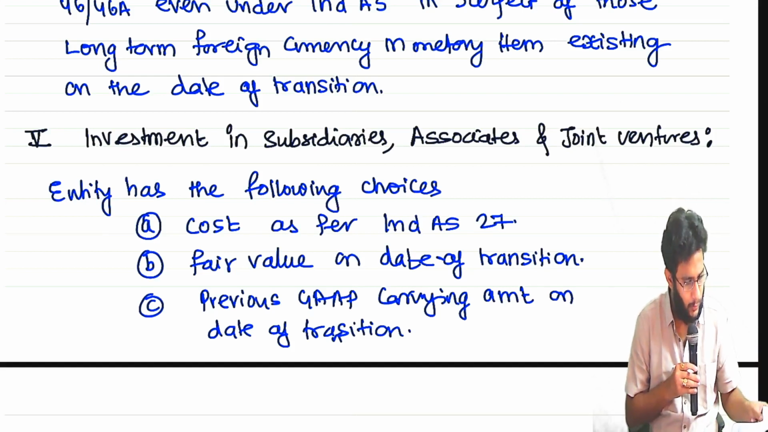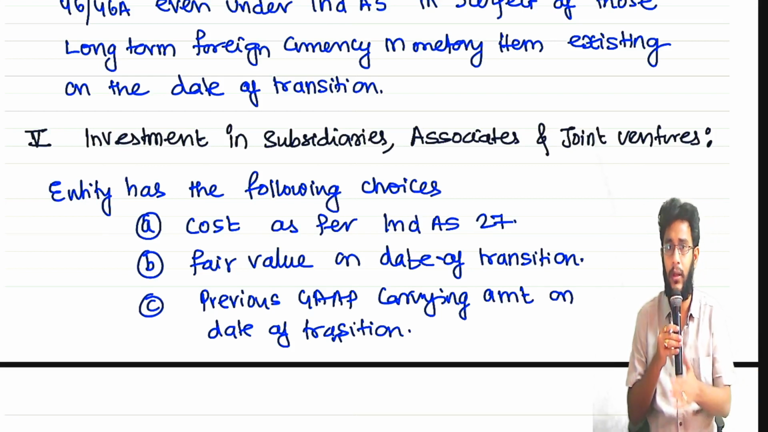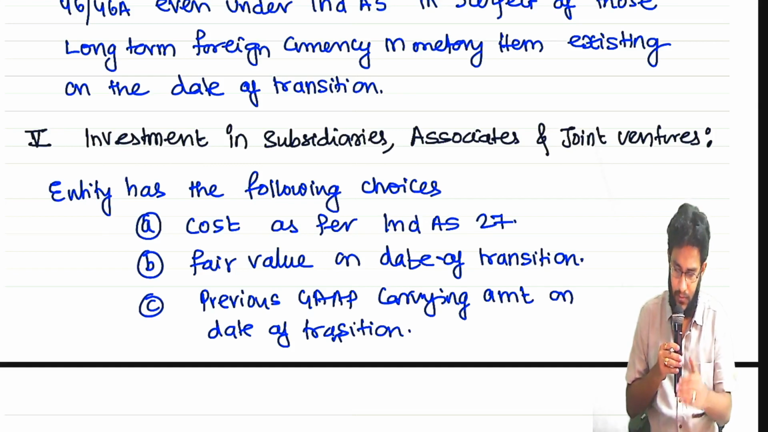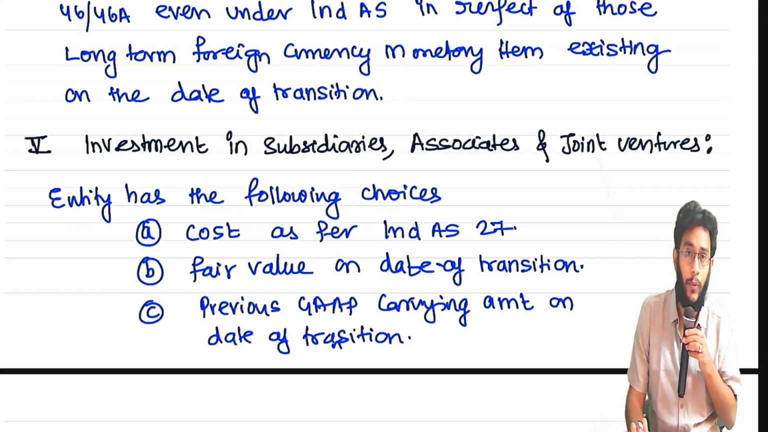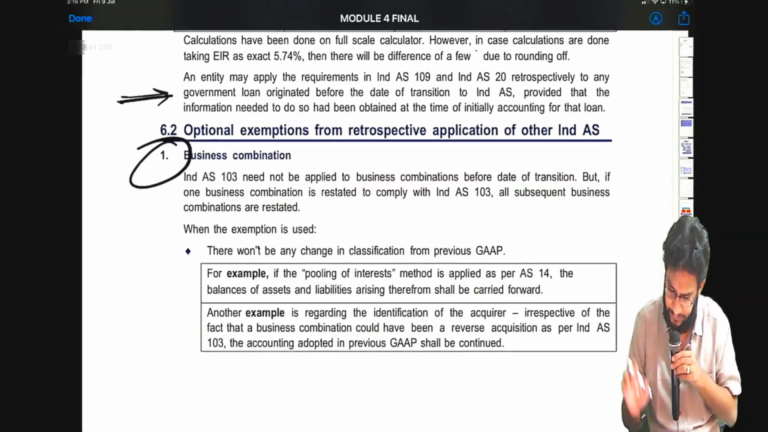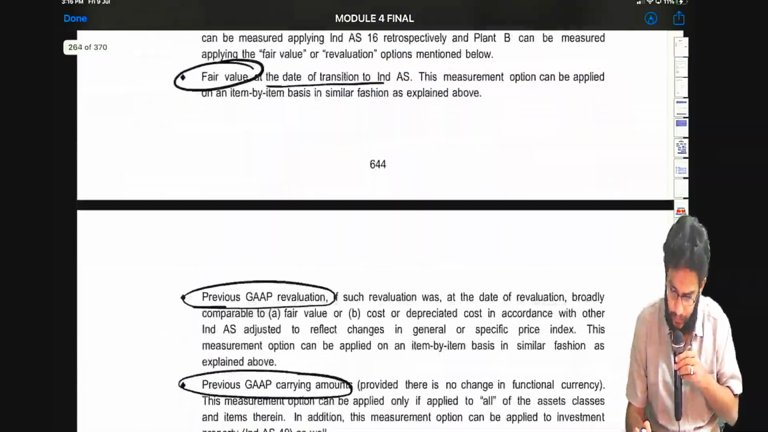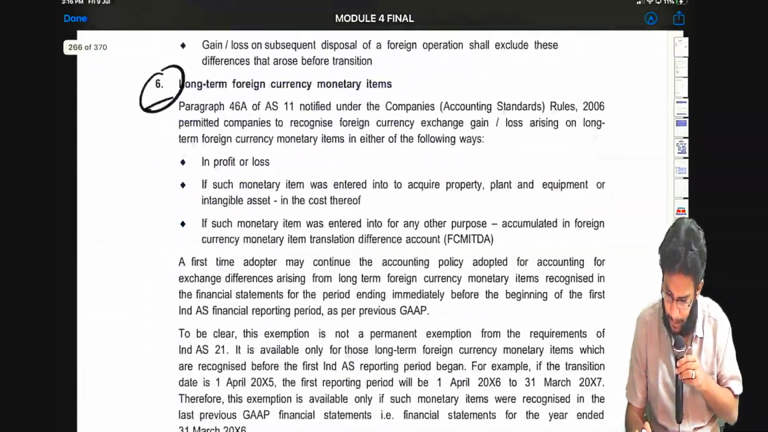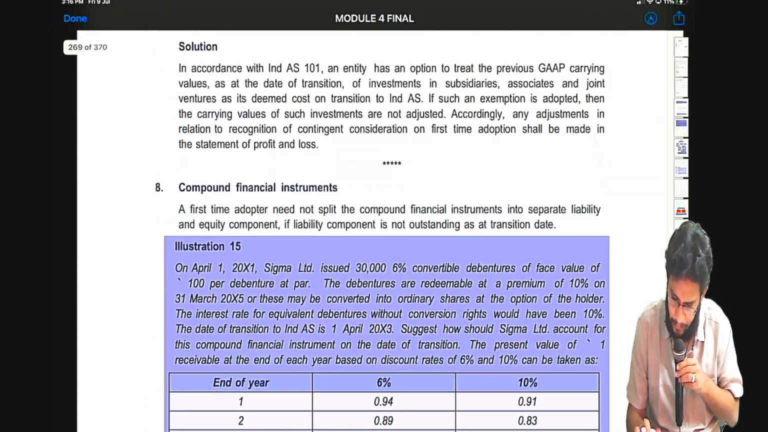So two or three more important optional exemptions are there. Once these are done, we can go and hit the questions given in the study material. So there are good questions. We'll finish it off. Sir, I hope you all have copied this. It's a simple one. Let's move on further, guys. This is combination related adjustment. That's a good one. And then there's a compound financial instrument one that also we'll cover.